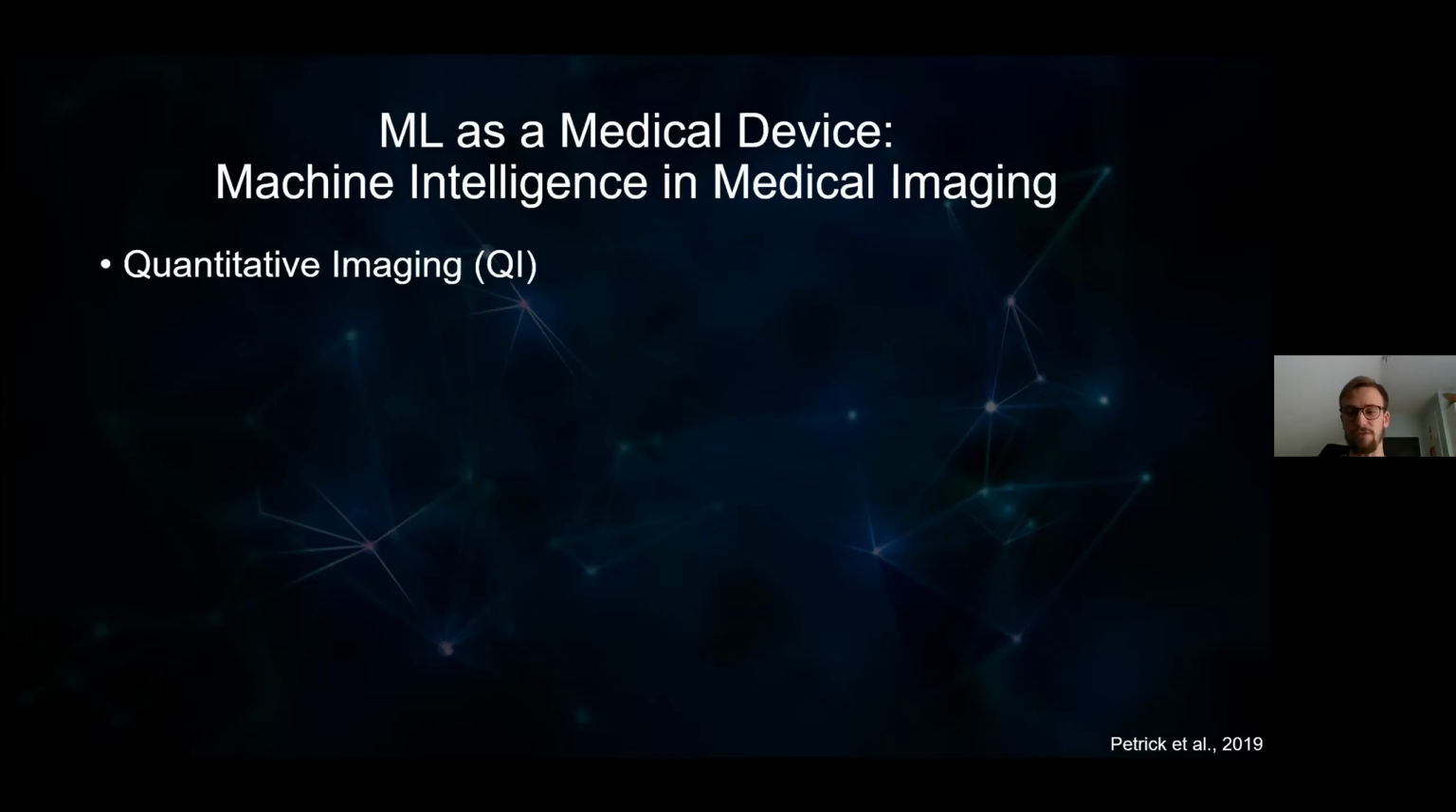is roughly defined as extraction of quantifiable features from medical images and can thus provide a biomarker when these quantifiable features relate to a specific physiological condition. Generally speaking, the goal of QI is to move medical image interpretation from a qualitative and subjective process done by a radiologist to a more quantitative and objective process. We have seen quite a few examples of this in the previous talks today.